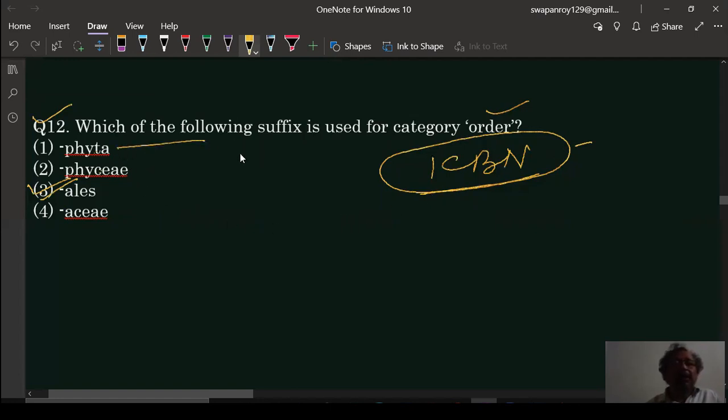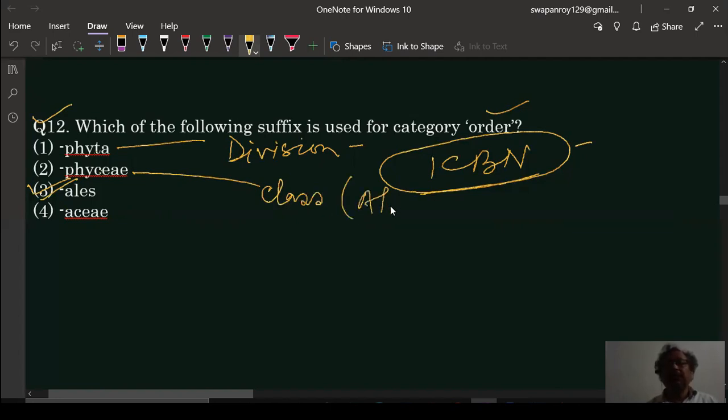is phyta for division of plant, phyceae for class of algae, so that is the algal classes. And aceae is for family.